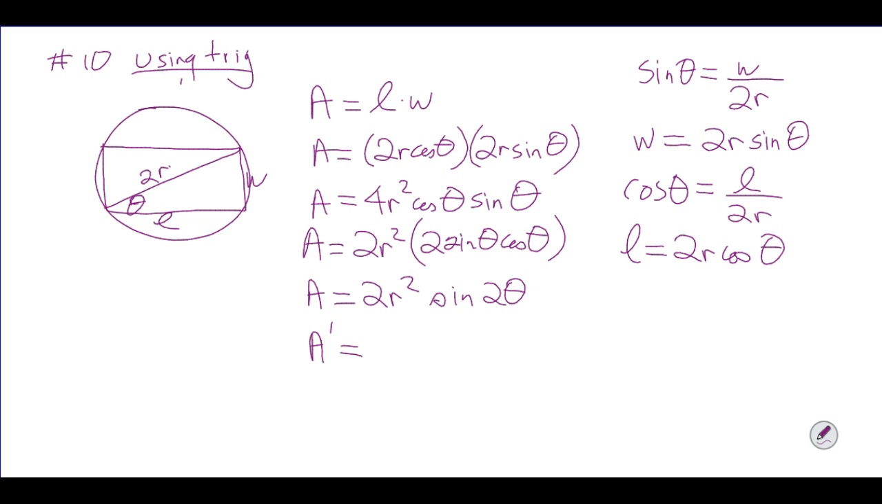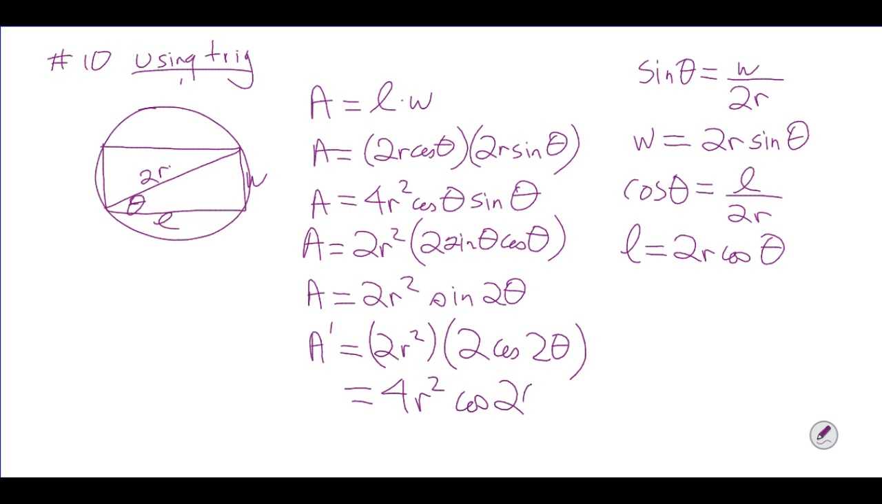Okay, and that's easier to do the derivative of, right? Okay, remember, 2r squared is a constant. So when we do the derivative, it's just going to be 2r squared. It's a constant. And then we do the derivative of this. So 2r squared. And then here the 2 comes out, right? And it's going to be 2 cos 2 theta. So we're going to get 4r squared cos 2 theta. Okay, so there's A prime.